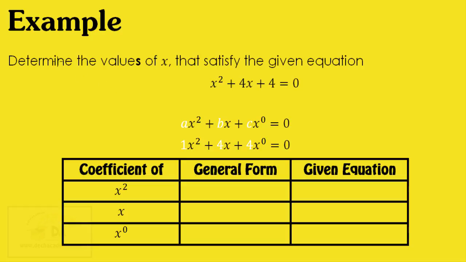So here's the first example. It says determine the values of x that satisfy the given equation. And the emphasis on values is just because quadratic equations always have two solutions. So there are always going to be two values of x that satisfy this equation. In some cases the values are actually repeated, sometimes they're distinct, but more on that later.